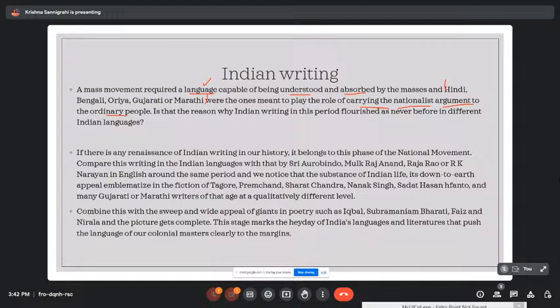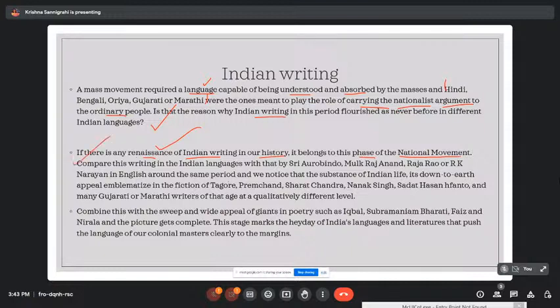And is that the reason why Indian writing in this period flourished as never before in different Indian languages? Is a question. So, if there is any renaissance of Indian writing, as we were saying, a kind of rebirth, a kind of new flare of life into the scope of Indian writing in our history, it belongs to this phase of the national movement. So it belongs to this particular phase of the national movement that there was a renaissance, that is, a rebirth to the idea of Indian writing.